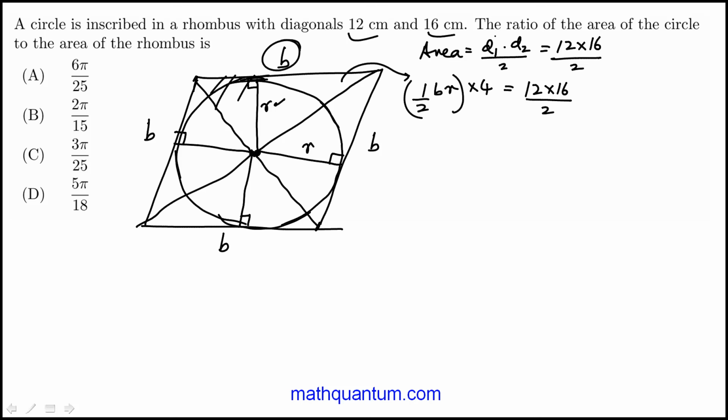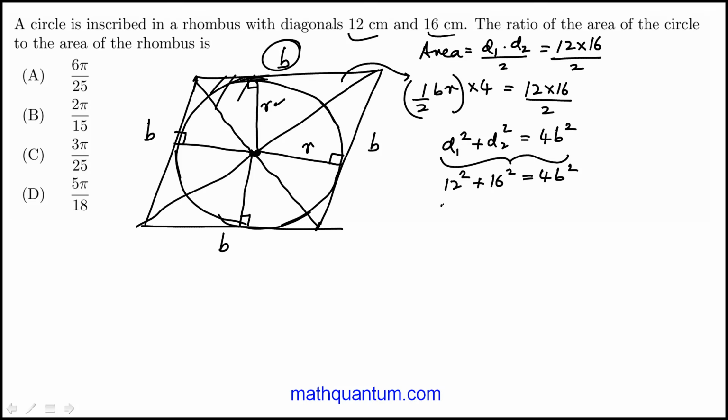Now another property you need to know is if you know the two diagonals, then the sum of the squares of those is equal to 4 times the side of this rhombus squared. I'll go over where this comes from at the end of the video, but that's the result we'll just be using directly. So that means 12 squared plus 16 squared is equal to 4b squared.